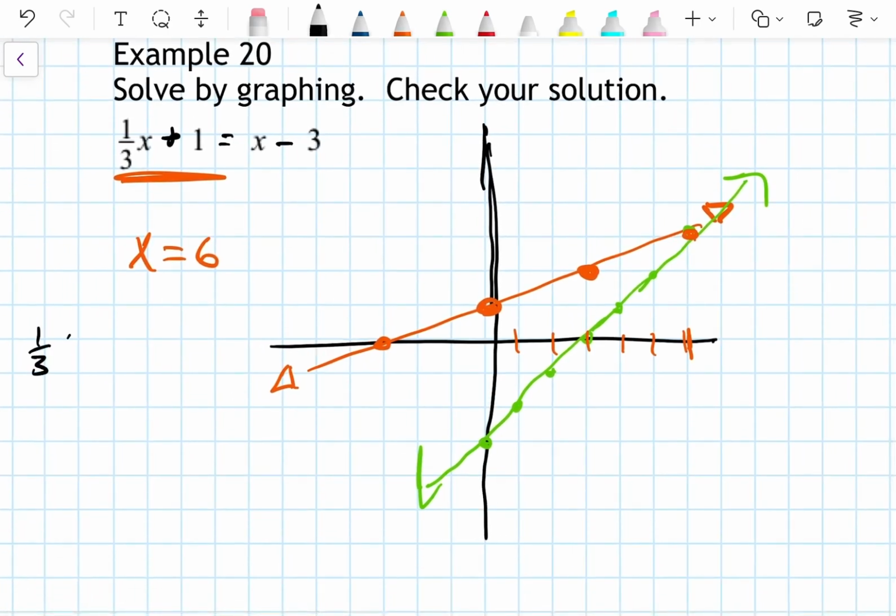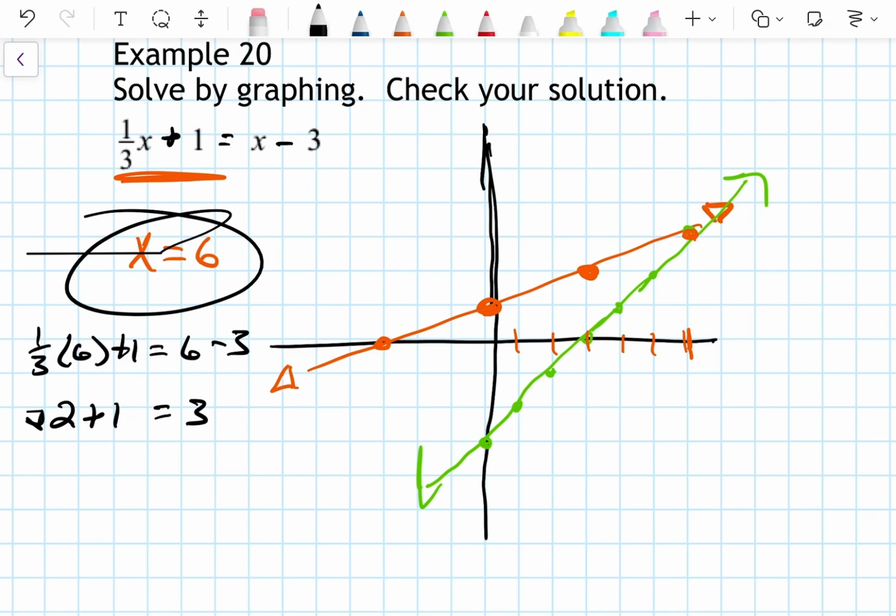Checking my answer, I can plug back in. I'd have 1/3 times 6 plus 1 equals 6 minus 3. 1/3 times 6 is 2 plus 1, and then 6 minus 3 is 3. And that is a true statement. So x equals 6 is my answer.